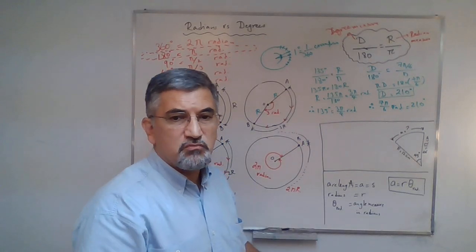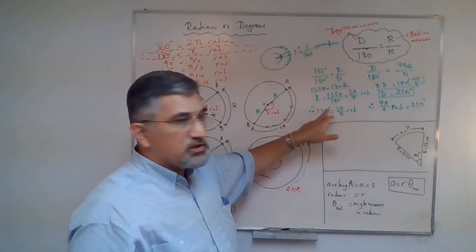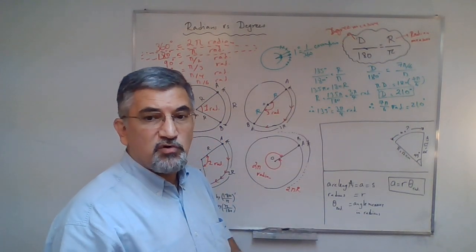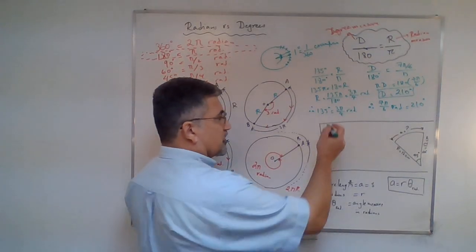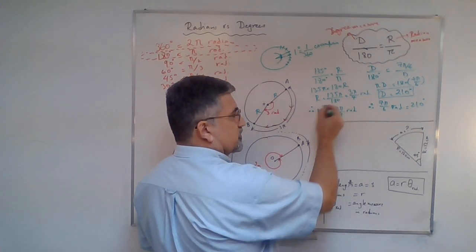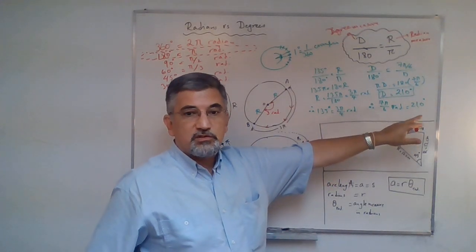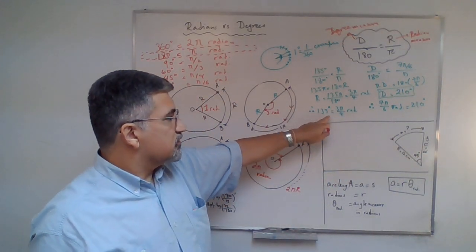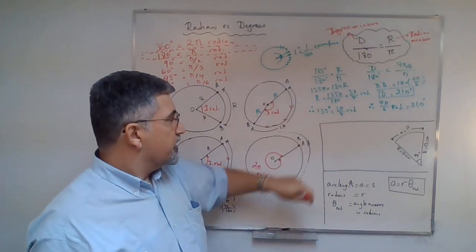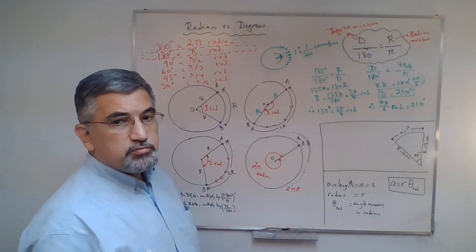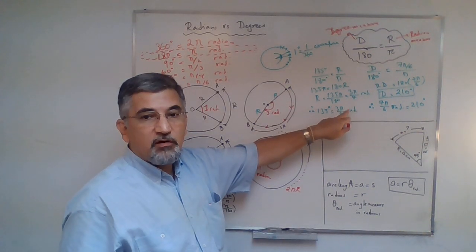Now, sometimes we write RAD, sometimes we don't even write anything. That's the custom. But for degrees, you have to put that little circle at the top right corner, which is the symbol for degrees. Okay, so 7 pi over 6 radian is equal to 210 degrees, and 135 degrees equals 3 pi over 4 radian. You don't need to plug in 3.14 for pi, although you could.